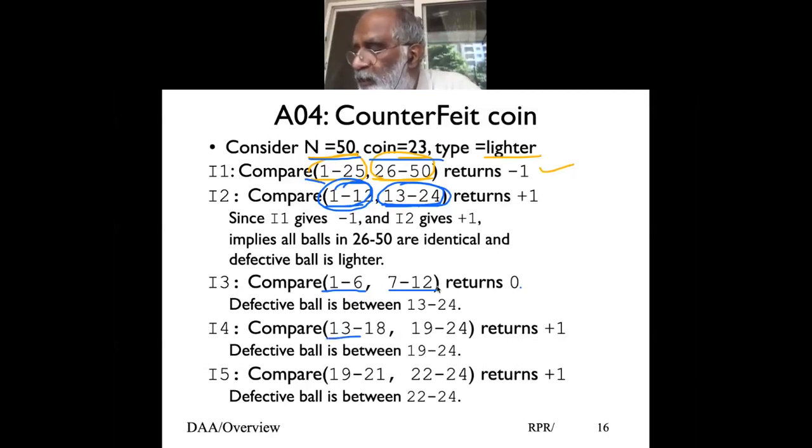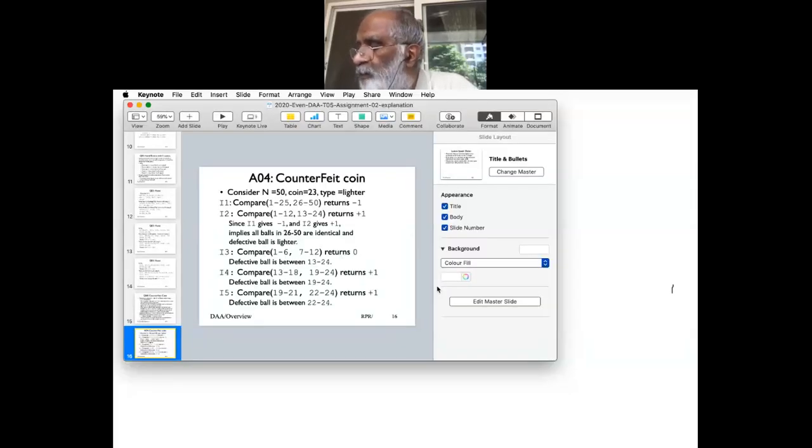Take 6 coins, 13 to 18, against 19 to 24. Here 13 to 18 would be heavier than 19 to 24 because coin 23 is lighter. This gives me plus 1. I know that my coin is lighter and remains in 19 to 24. I divide into two parts, 19 to 21 and 22 to 24. Again, because this is lighter, the other would be heavier, and compare gives me plus 1.